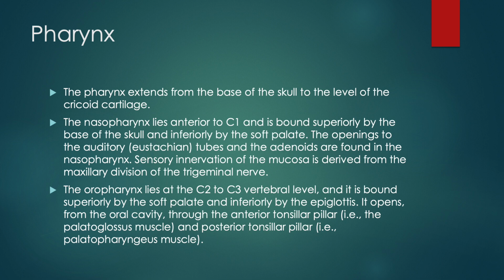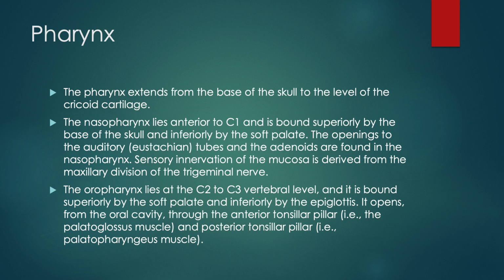So the pharynx extends from the base of the skull to the cricoid cartilage. We've talked about the nasopharynx, the oropharynx, and the hypopharynx. The nasopharynx anteriorly is at about C1, and it's bound by the soft palate. In it, you have the openings for your auditory tubes, the adenoids, and sensory innervation from the maxillary division of the trigeminal nerve.